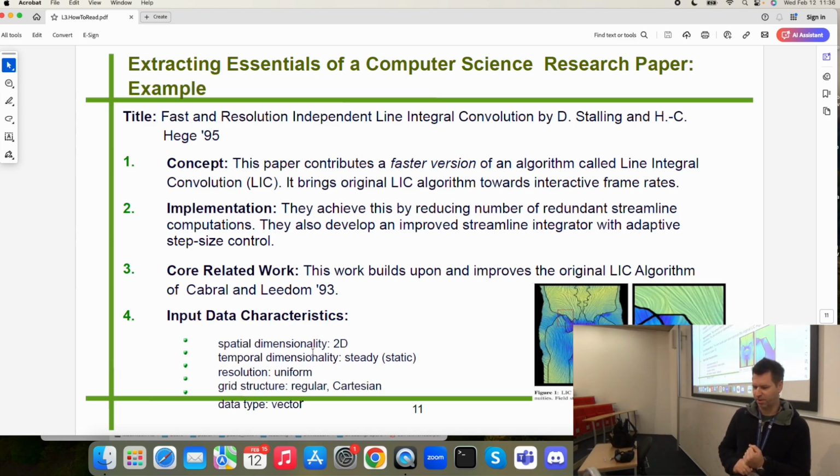Right, so the title is Fast and Resolution Independent Line Integral Convolution. The concept: the paper contributes a faster version of a previously published algorithm called line integral convolution. It brings the original line integral convolution algorithm towards interactive frame rates. So that is the concept of the paper. They've taken a previous algorithm and they've made it faster.